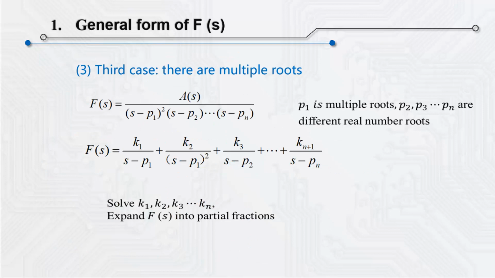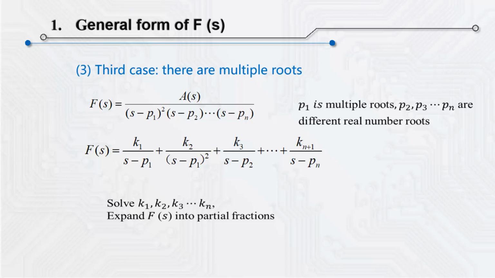The third form is the form of repeated roots. If p1 has repeated roots, then F(s) can be expanded into k1 divided by (s minus p1) plus k2 divided by (s minus p1) squared, plus k3 divided by (s minus p2), until k(n minus 1) divided by (s minus pm). If you can solve k1, k2, k3, kn, then you can expand F(s) into partial fractions.